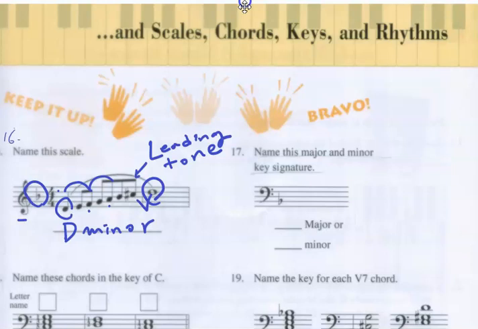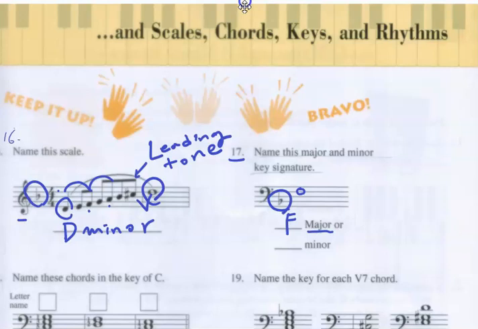And let's move on to number 17. Name this major and minor key signature. Again, this is in bass clef and you have one flat. If you have only one flat, it has to be B flat. And if you have B flat, you have only 2 options. If it's major, the tonic is going to be F here. So F major has B flat. Remember this?